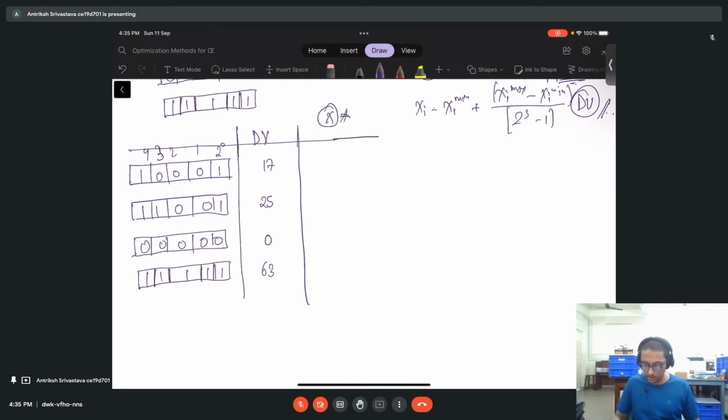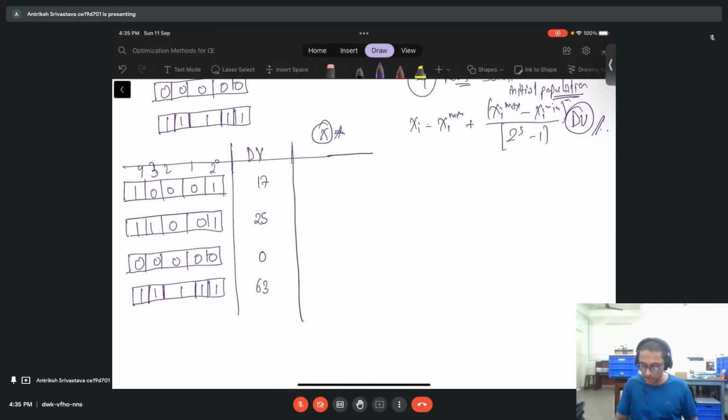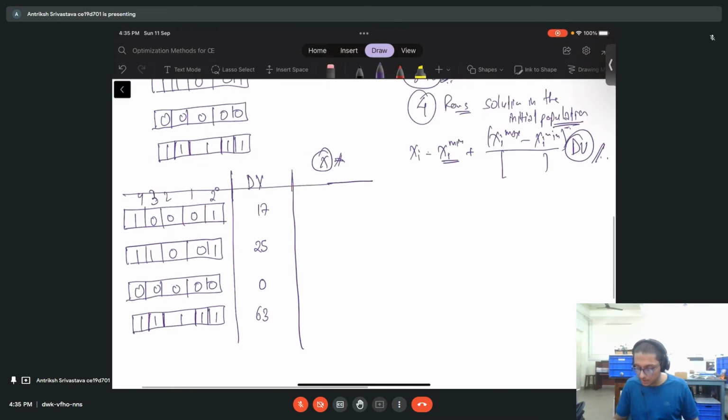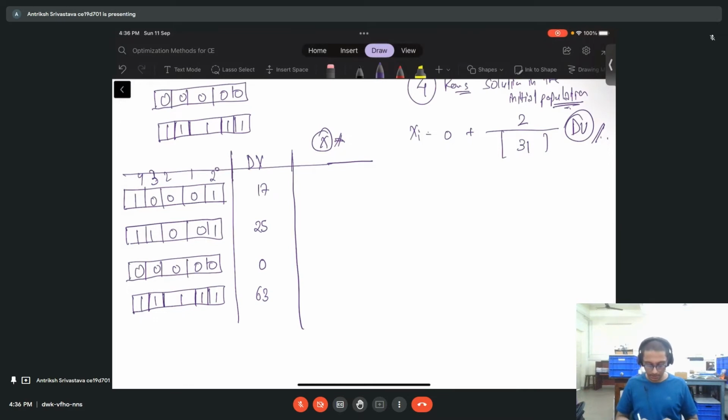Now we will write the x value for this. x min is 0, x max is 2. 2 power 5 is 32 and minus 1 is 31. So we'll write 2 divided by 31 into 17, which gives 1.096. Then 2 divided by 31 into 25, which gives 1.613. Then we have 0, and then I think this will be 2, right?